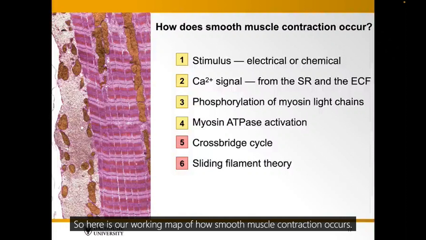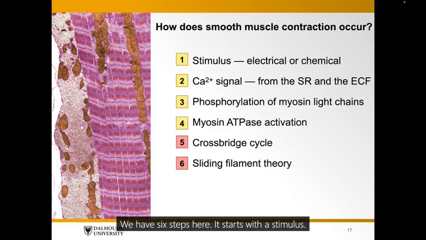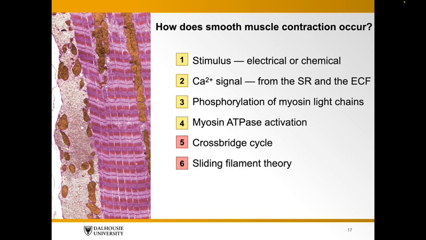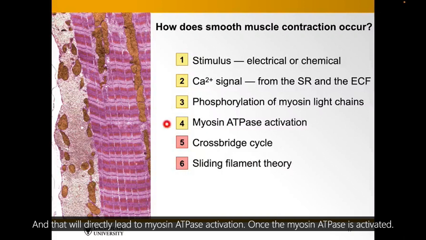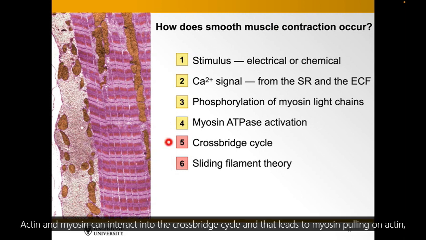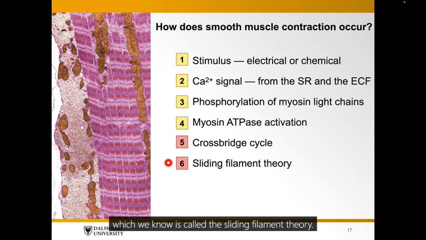So here is our working map of how smooth muscle contraction occurs. We have 6 steps here. It starts with a stimulus, which then creates a calcium signal. This calcium signal is going to phosphorylate myosin light chains, and that will directly lead to myosin ATPase activation. Once the myosin ATPase is activated, actin and myosin can interact in the cross-bridge cycle, and that leads to myosin pulling on actin, which we know is called the sliding filament theory.